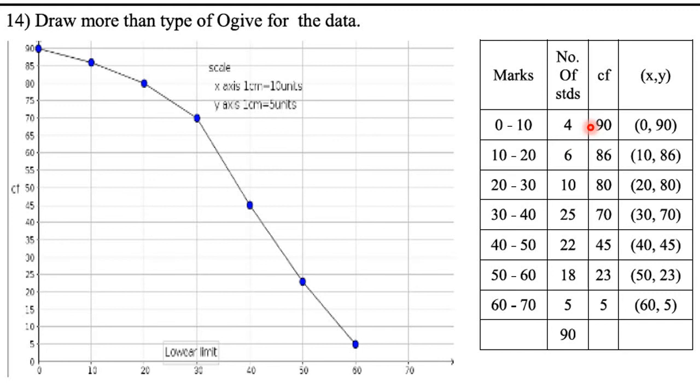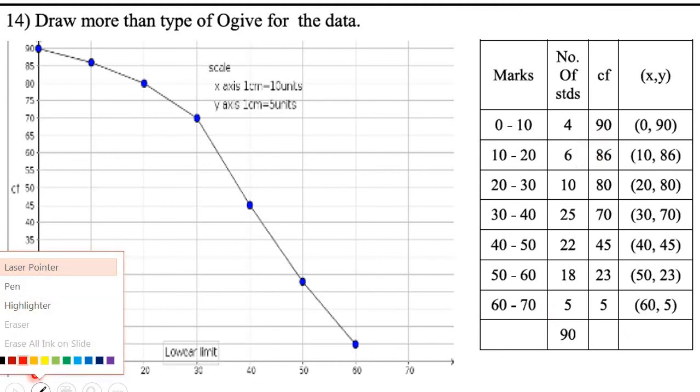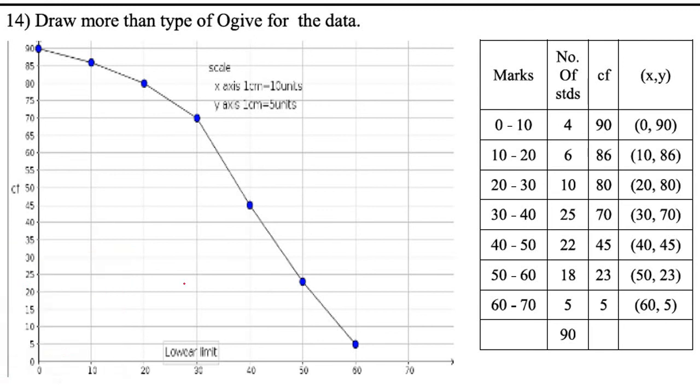Like this, more than 10 means we have to subtract. More than 10 means we don't take 10. 0 to 10 marks we don't want. So 90 minus 4, 86. You get like this. Better we will add from the bottom. It is very easy for our calculation.